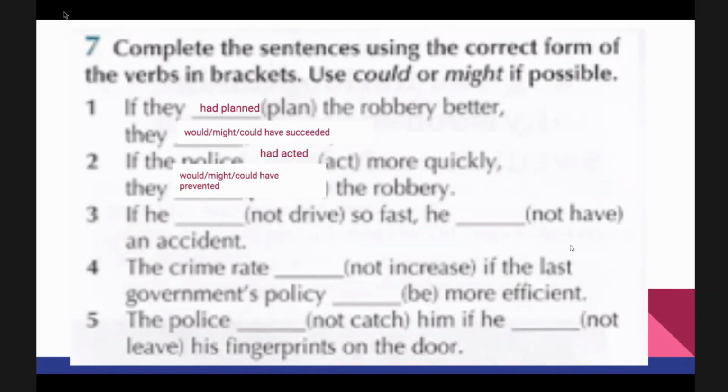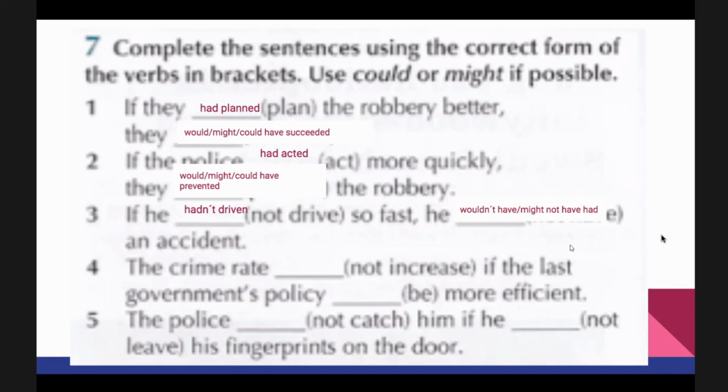Alberto, would you please do number 3? Yes, teacher. If he hadn't drove so fast, he might not have an accident. Okay, so which is the past participle of drive? It is driven. Driven, okay? So if he hadn't driven so fast, he wouldn't have or might not have had the accident, okay? Both of them are possible here. Good, okay. Thank you, Alberto.